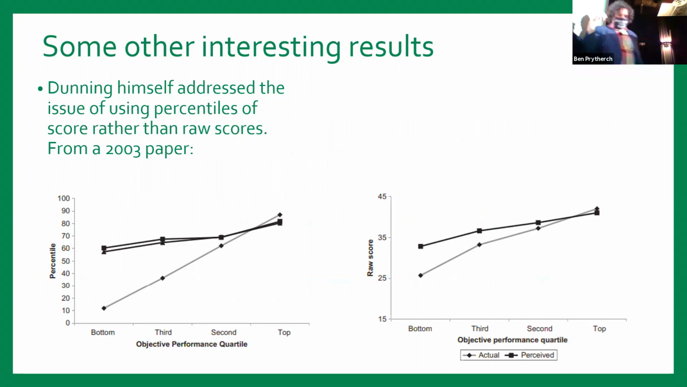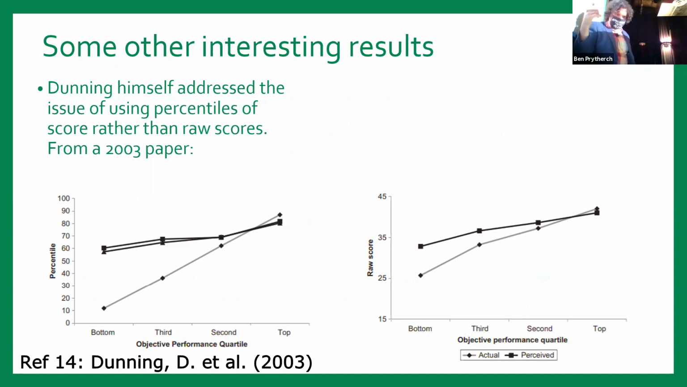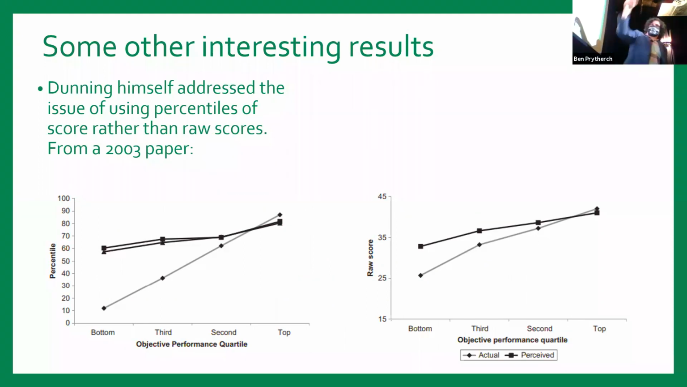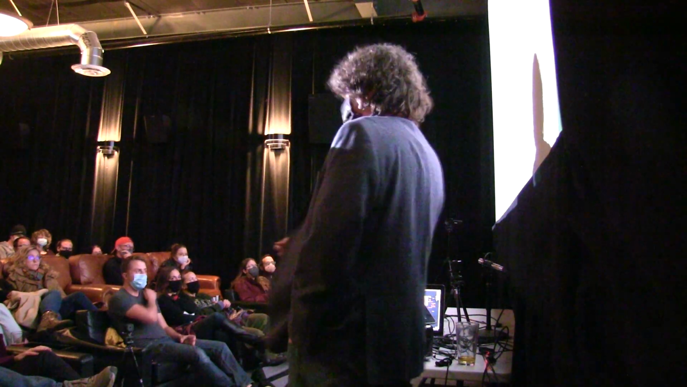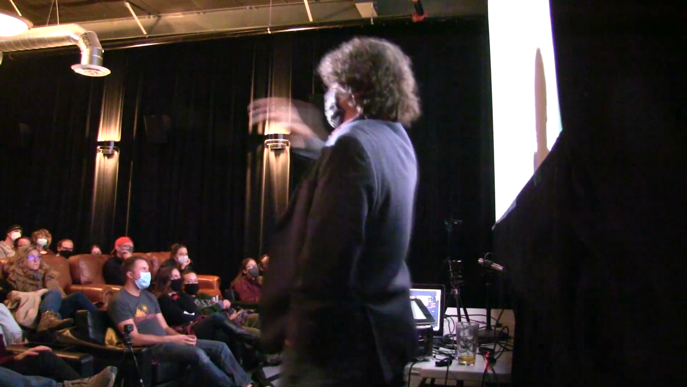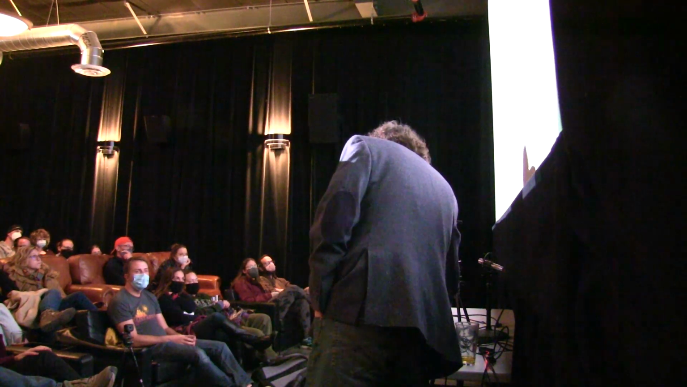Dunning himself actually addressed this critique regarding percentiles. So this was a 2003 paper where it's scoring an exam. I think these are students in a class. And we've got objective performance at the bottom, and then estimated percentile on the vertical axis. And we see a stronger effect when we have percentiles than when we have raw scores. So it looked like at least students in this study were better at guessing their raw score on the test than they were at guessing their score relative to everybody else's scores, which seems like it should make sense.